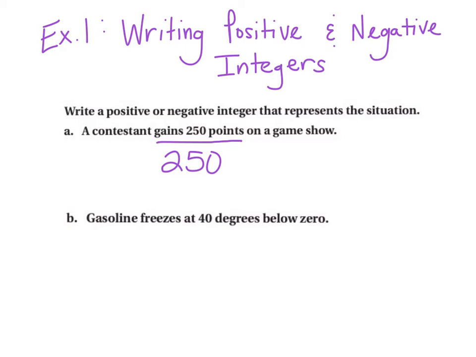Letter B says gasoline freezes at 40 degrees below 0, so we're going to start looking for keywords here, and obviously our number there is 40, and it's in degrees, but the fact that it's below 0 tells us we're going down on that number line. Think thermometers here. So we know it's 40, but since it's going down below 0 or to the left of 0, we have to put a negative sign, and you have to have that negative sign on integers that are below 0 in order to show that they're negative.